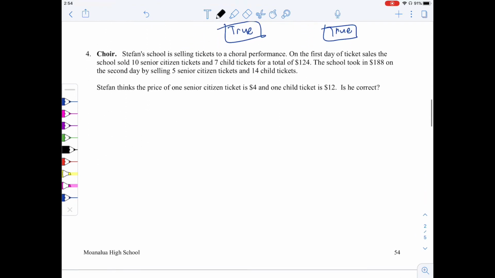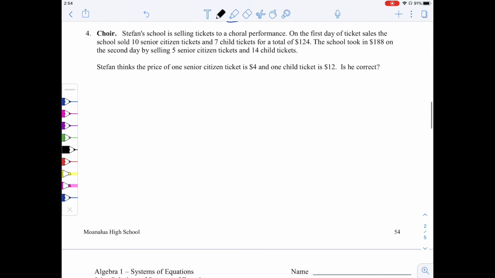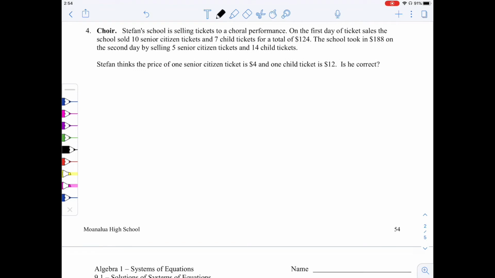Okay, let's do number 4, which is a word problem. Stefan's school is selling tickets to a choral performance. On the first day of ticket sales, the school sold 10 senior citizen tickets and 7 child tickets for a total of $124. The school took in $188 on the second day by selling 5 senior citizen tickets and 14 child tickets.